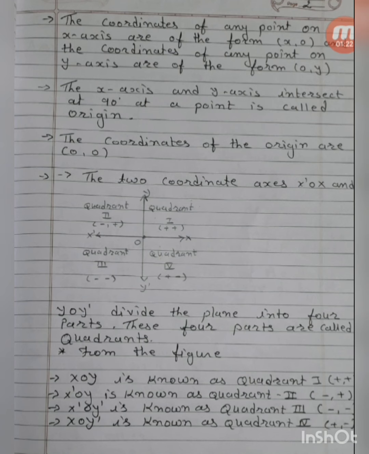Now the third one, X'OY' is known as quadrant number 3. Here you can see the x-coordinate is negative and the y-coordinate is also negative. So here the sign is minus, minus. Next, XOY' is known as quadrant number 4. Here you can see the x-coordinate is positive and the y-coordinate is negative. So here the sign is plus, minus.